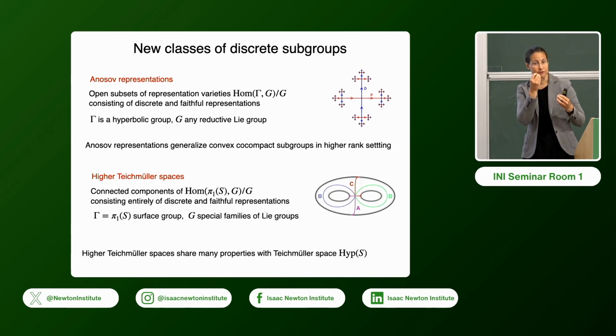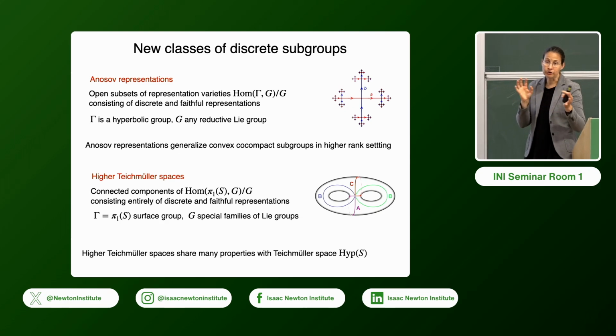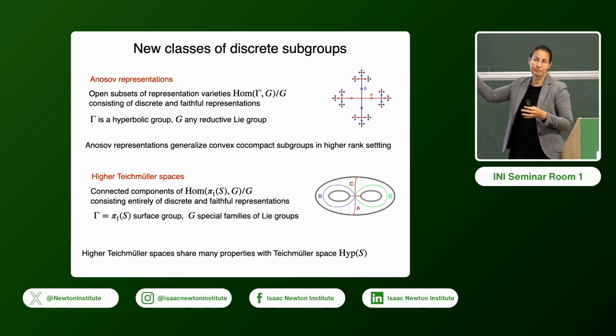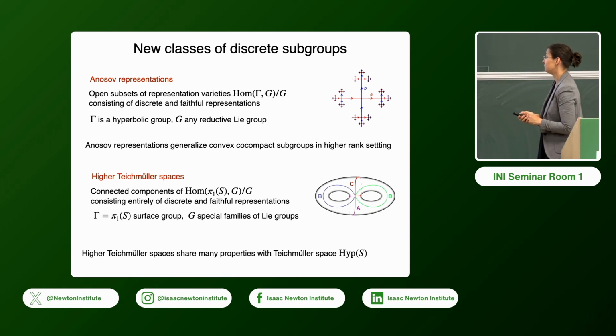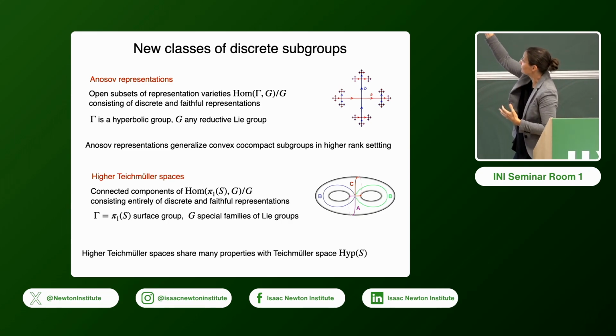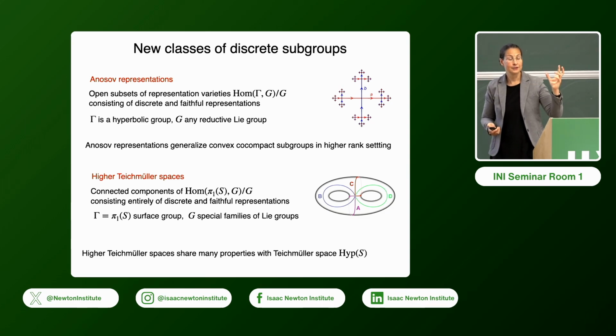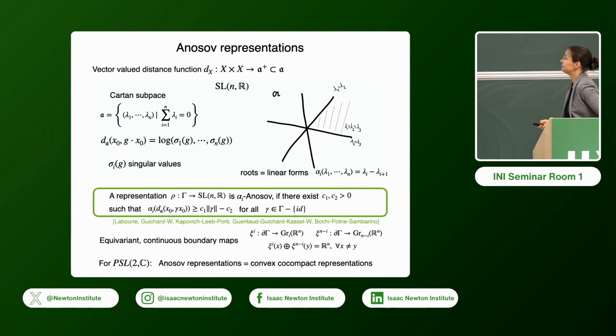So the group you look at is a fundamental group of a surface, and not an arbitrary hyperbolic group. But there are also some features which I'm not going to tell you much about, but I can if you want to know more, when gamma is not a surface group, but for example the fundamental group of a higher dimensional hyperbolic manifold. But these only exist if you have special families of Lie groups. And so basically now I want to tell you what Anosov representations are, what higher Teichmüller spaces are, what these special families of Lie groups are, and then in the end come back to this connection with Markov triplets.